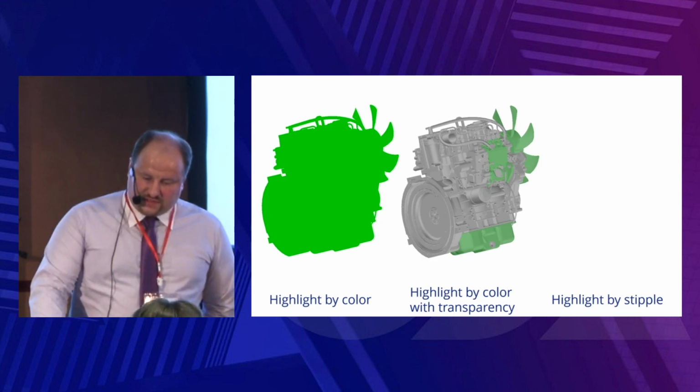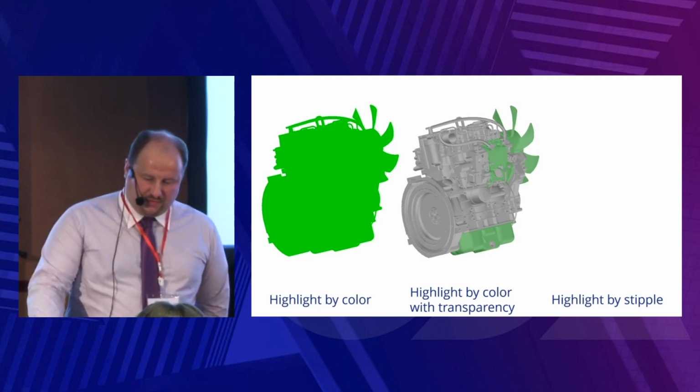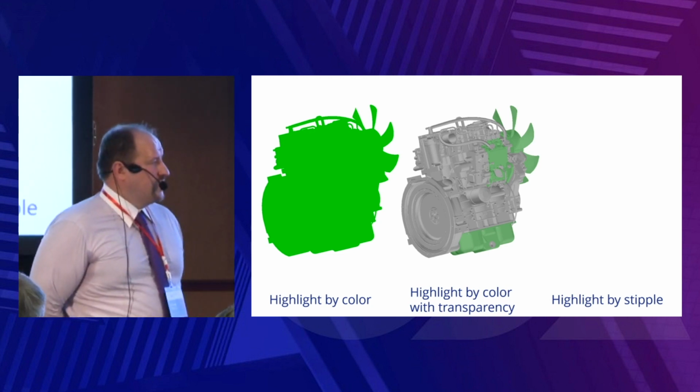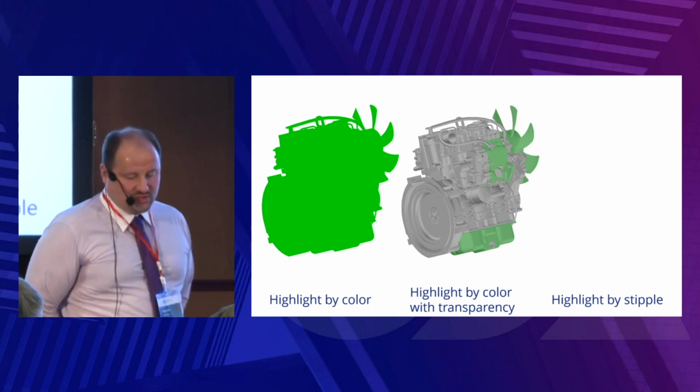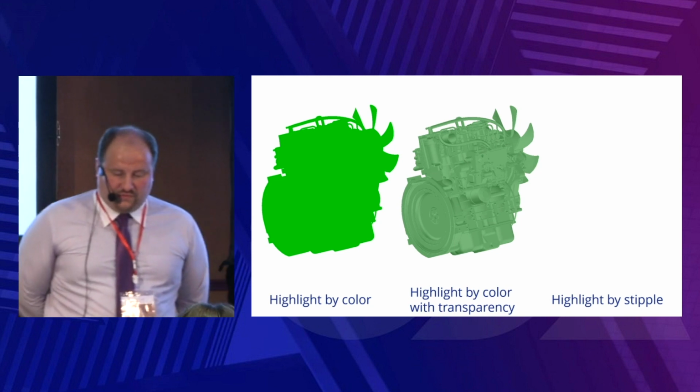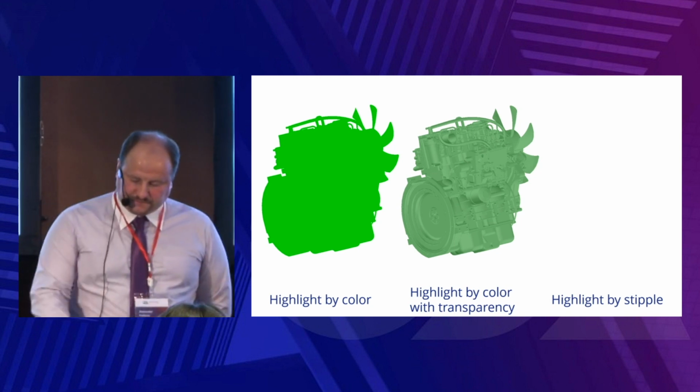The next type of highlighting resolves this problem. It's the highlighting via color with transparency. So in this case, we can simply, without any problem, recognize the structure of the object, even in the case where we perform selection of the whole object.